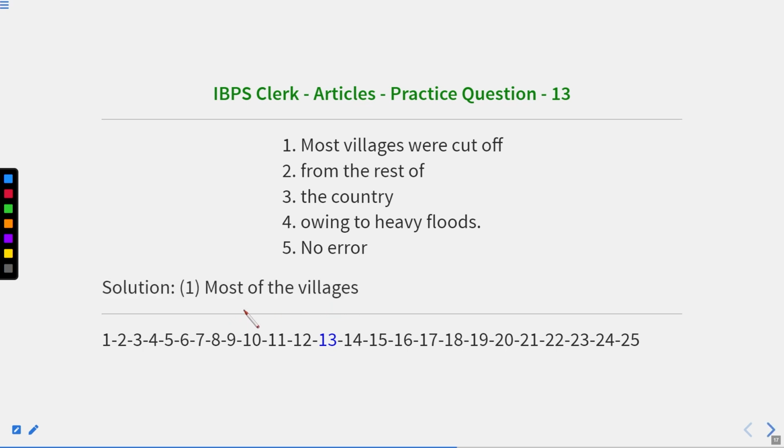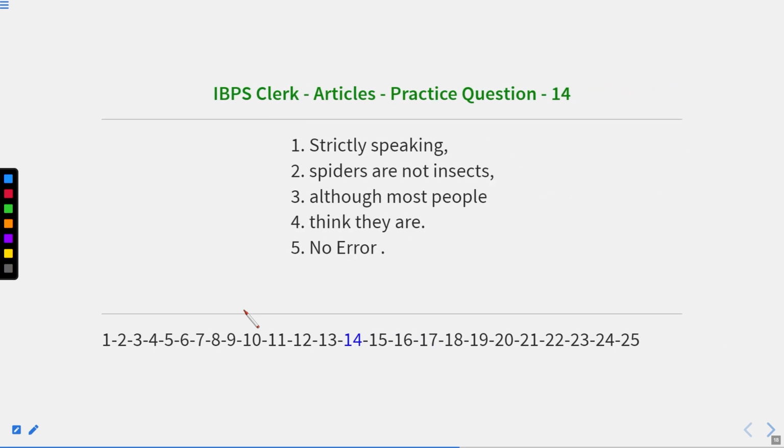Now let us move to the next one. This is question number 14. Strictly speaking, spiders are not insects, although most people think they are. It means it is the belief of many people or mostly people. Suppose there are 100 people, so among those 100, maybe it is the opinion of 99. So the phrase "most of the people" is correct over here. Most people means many people, but "most of" means a large amount of people. So our answer is 3, because it should be "most of the people," not "most people."